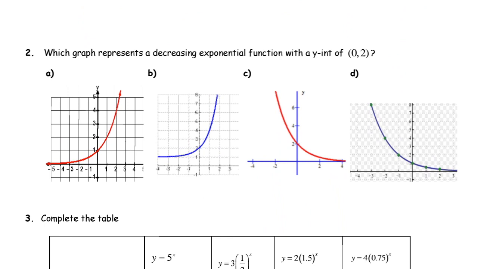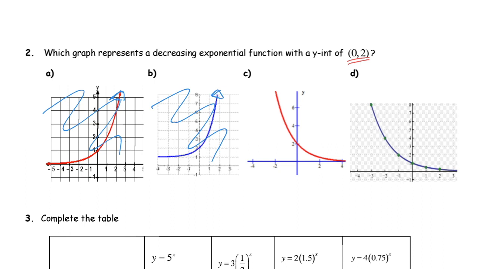Which graph represents a decreasing exponential function with a y-intercept of (0, 2)? Okay, well, first of all, decreasing exponential function simply means that the value drops or gets closer to the x-axis as the x value increases here. Well, I hope you can see here that A and B are both going up, right? As you go to the right here, those are both going up. So it can't be A, it can't be B.